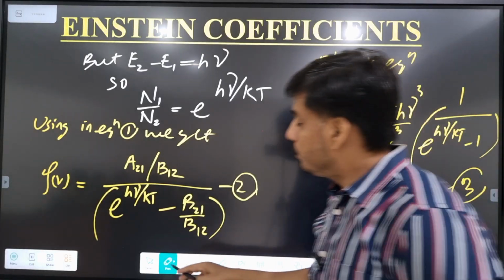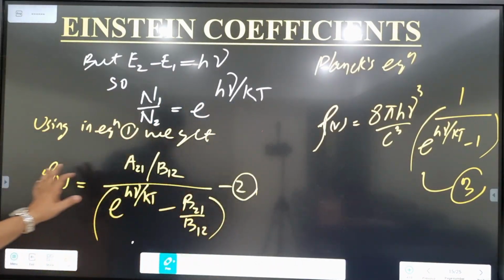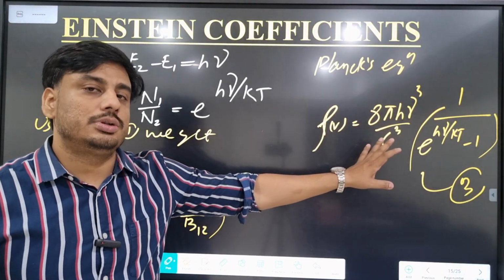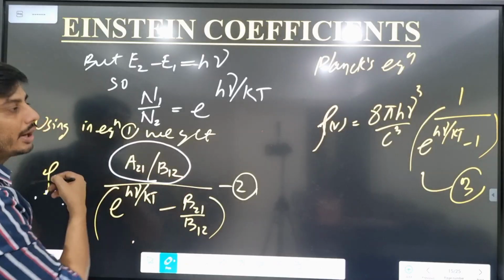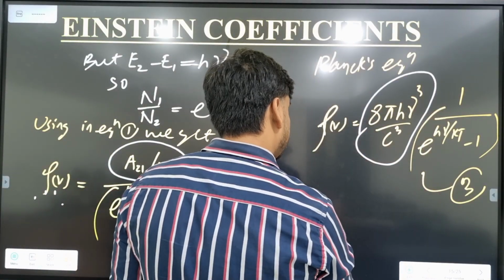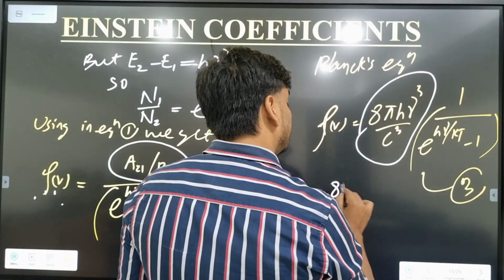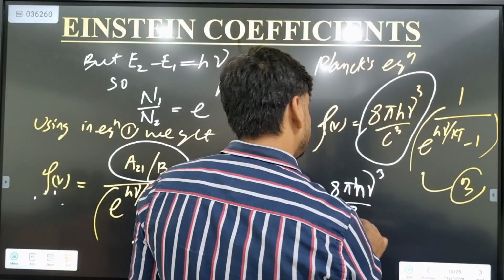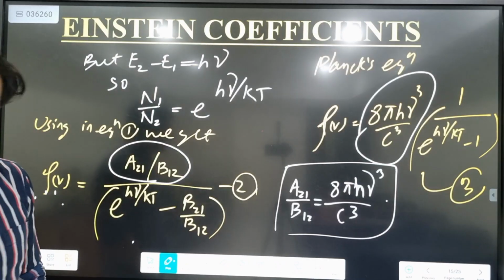So this is the general equation for energy density corresponding to an energy state. Here we get energy density equal to this from our derivation. This is the standardized equation. If we compare that, here you can see A21 and B12, but in place of A21 and B12 in the original equation we have this. So directly we can write down A21 by B12 equal to 8 pi h nu cubed by c cubed. If you cross multiply, you will get the relation between A21 and B12.